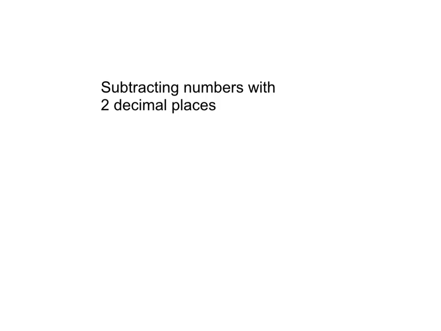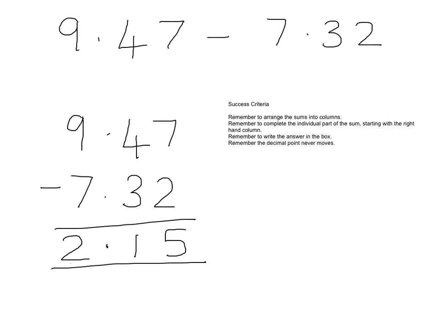Right, we have been successful subtracting whole numbers, and we've also been successful subtracting numbers with one decimal place. Now let's move on to subtracting numbers with two decimal places. Here is 9.47 subtract 7.32. Have a think and see how I've come to my answer.